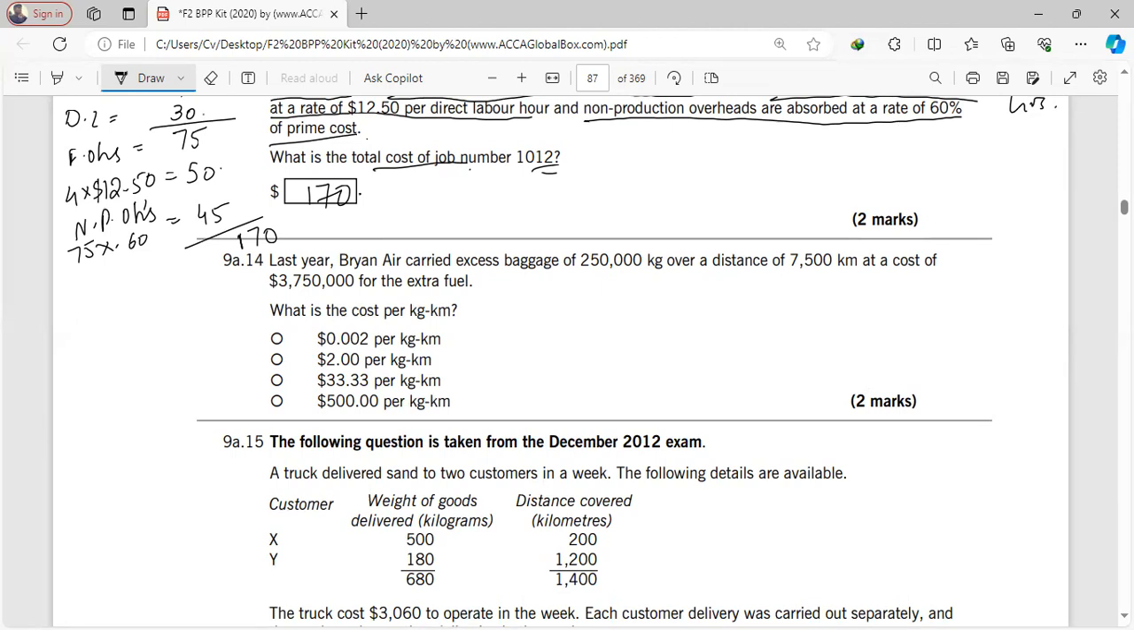Last year, Brian Air carried excess baggage of 50,000 kgs over a distance of 7,500 kilometers at a cost of 3,750,000 for the extra fuel. What is the cost per kg per kilometer?